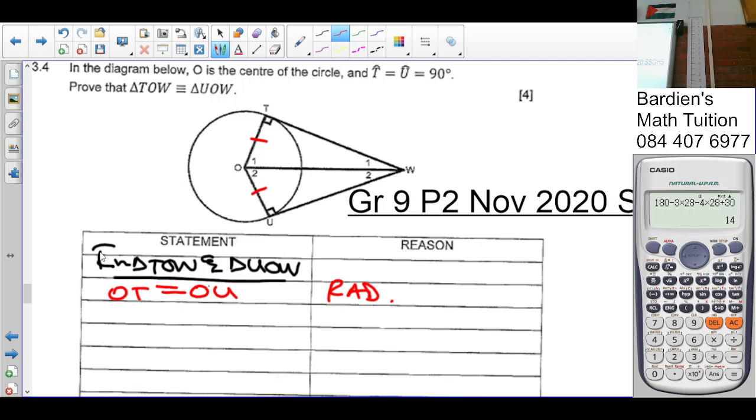There are 4 cases for congruency. What are the cases? Side, side, side? Side, angle, side? Angle, angle, side? Right angle, hypotenuse, side. RHS. Okay, so that's the case. OW? Common.